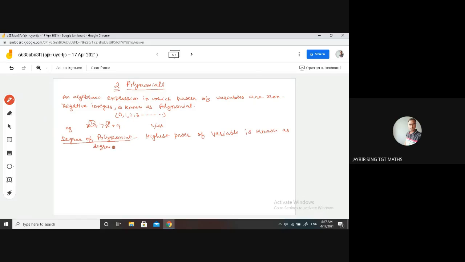See, suppose we have x cube plus 7x square plus 9. What will be its degree? See, what is the highest power of the variable? It is 3. So the degree will be 3. This is the highest power of the variable.